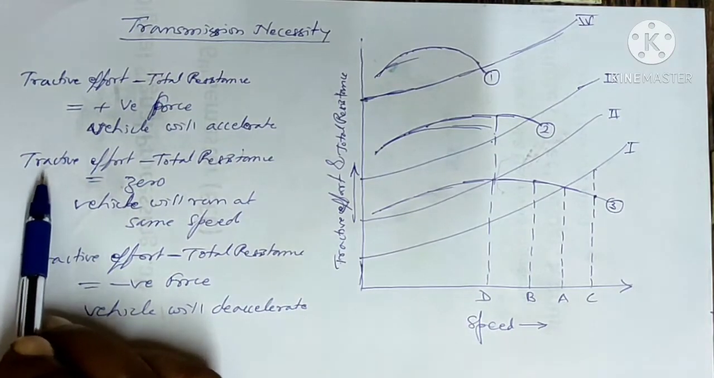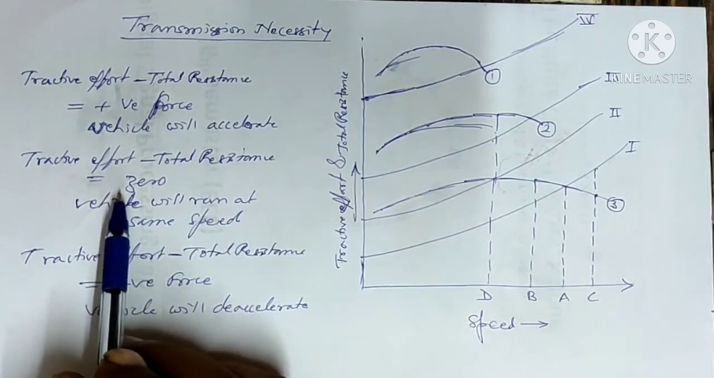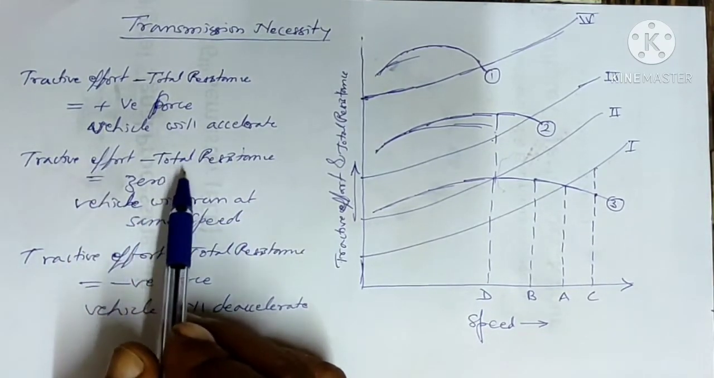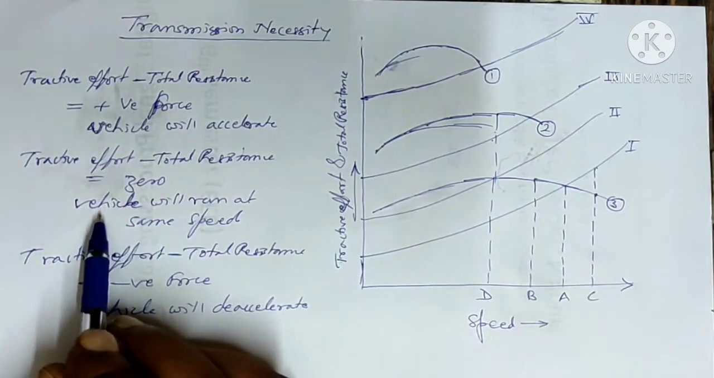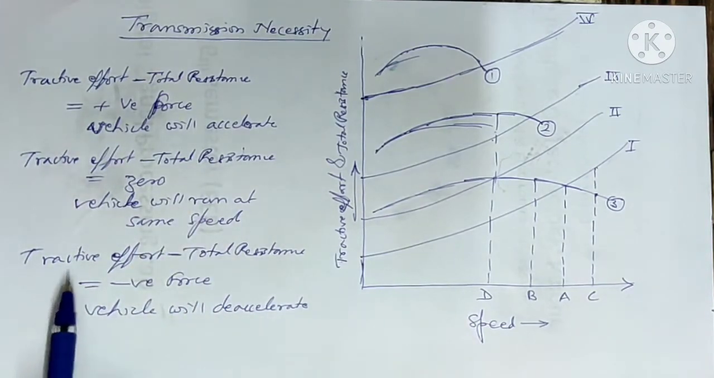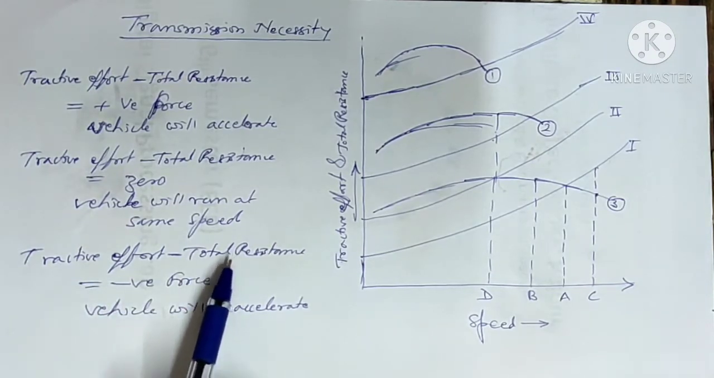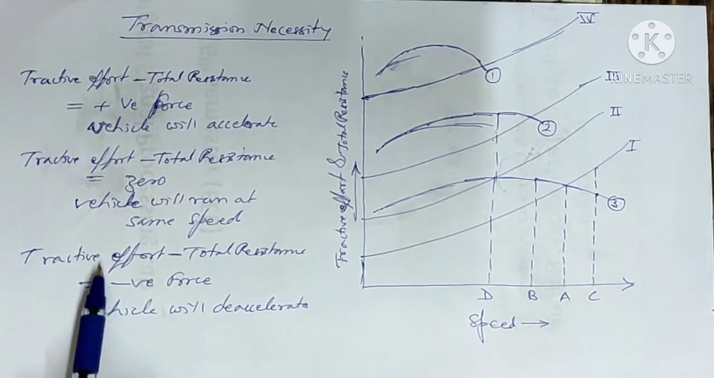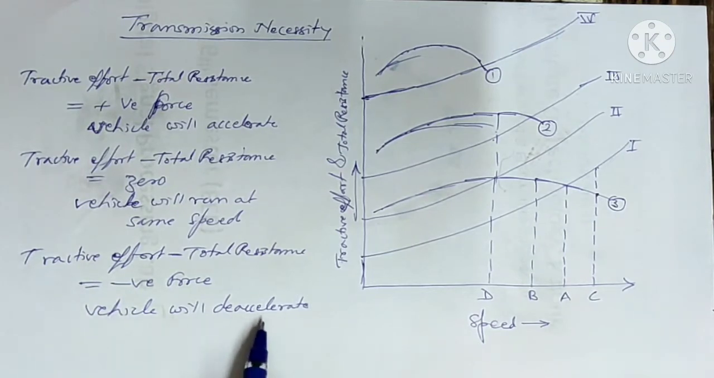In the second case, if the tractive effort minus total resistance equals 0, that means the tractive effort is equal to the total resistance. So there is no net force acting, and in that case the vehicle will run at the same speed. And in the third case, when the tractive effort minus total resistance is negative, that means the total resistance is more than the force which we are applying. So the net force will be negative, and the vehicle will decelerate, as F equals m into a. F is negative, so a will be negative.